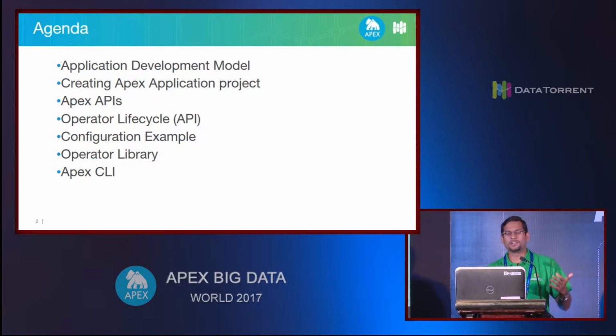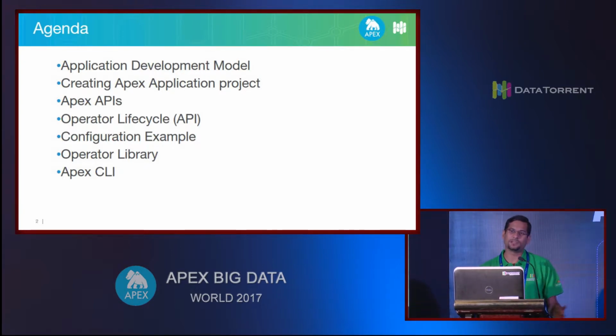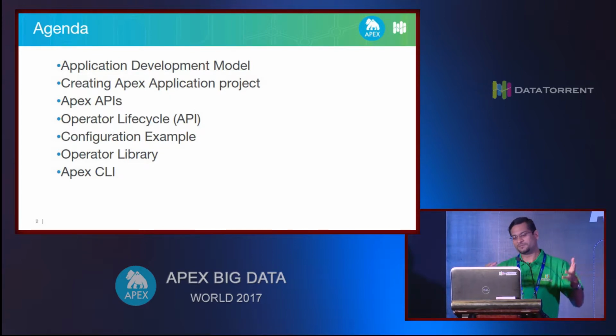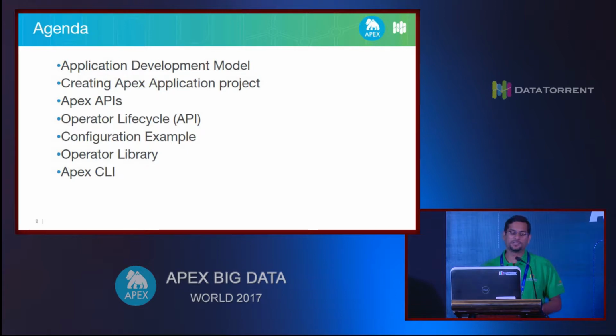See how to create an application in Apex using Maven. Then there are a bunch of APIs that one can use to develop an application in Apex. Once we have seen the application development model, you will see that there's an operator which has an operator lifecycle. Based on that, you can do the functioning or put the business logic in that. And later on, we'll see how to configure those operators to get things running as per the variable conditions.